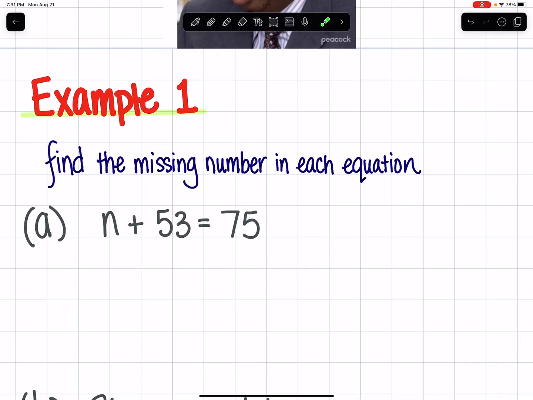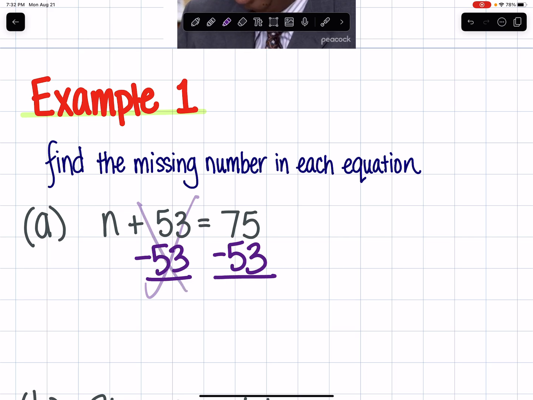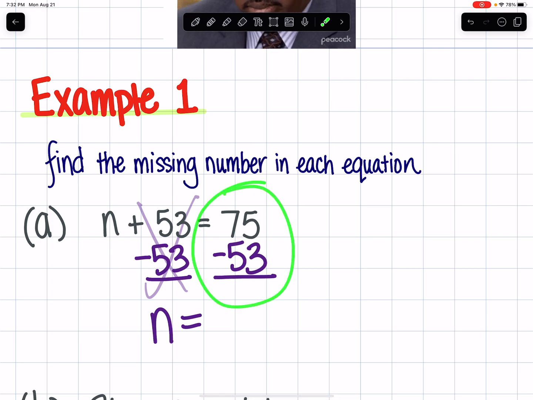We're going to find the missing number in each equation. So the numbers are a little harder here. n plus 53 is equal to 75. The way I do these in my head is I subtract. You can do the same thing to both sides of an equation, and it still makes the equation equal. Here, when I subtract 53 from 53, I get 0, and so that just cancels out. Then all I'm left with on the left side is n equals, because that's 0. And then all I have to do is subtract 75 minus 53.